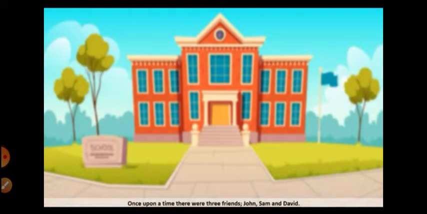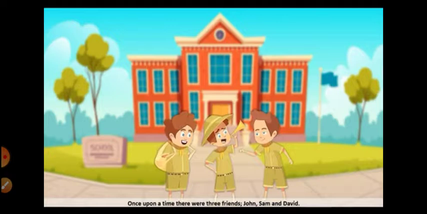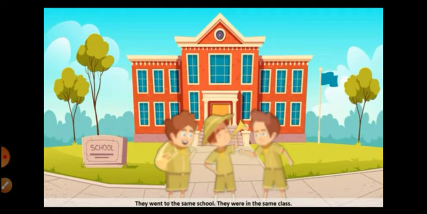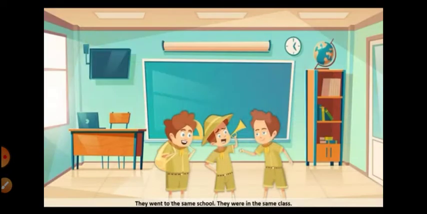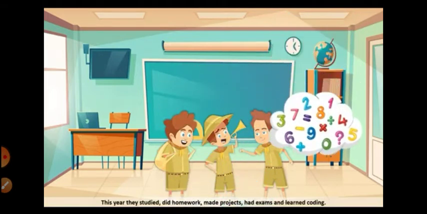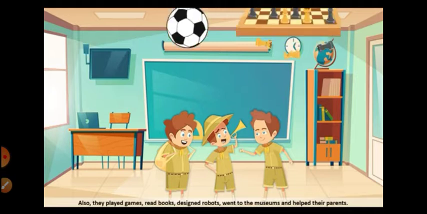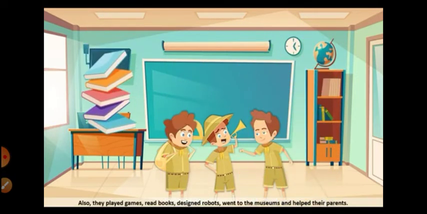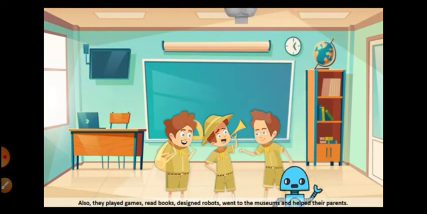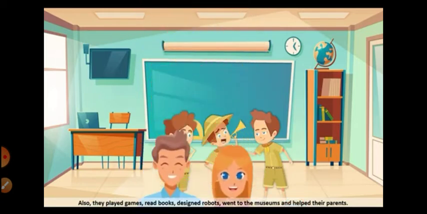Once upon a time there were three friends, John, Sam and David. They went to the same school. They were in the same class. This year they studied, did homework, made projects, had exams and learned coding. Also, they played games, read books, designed robots, went to the museums and helped their parents.